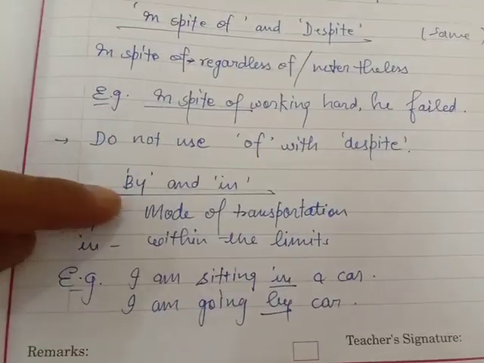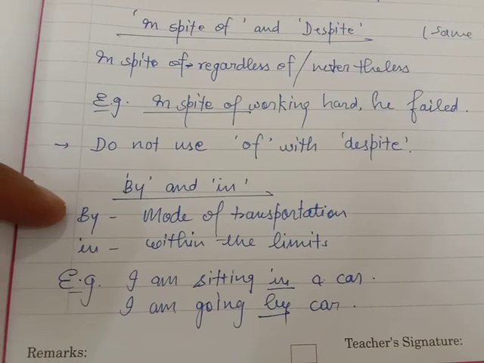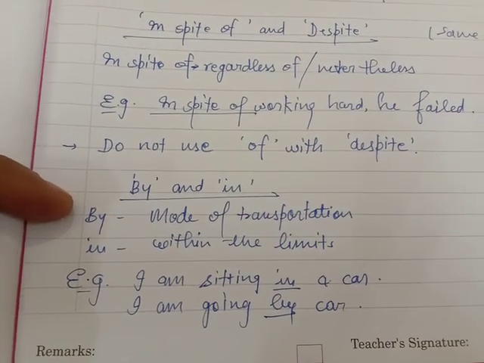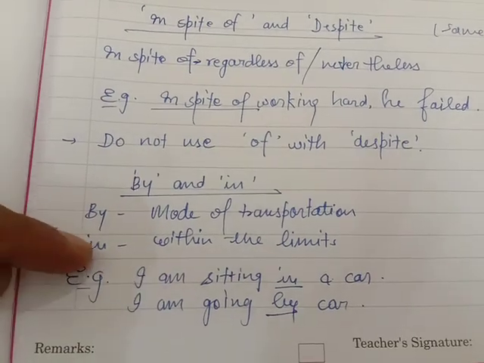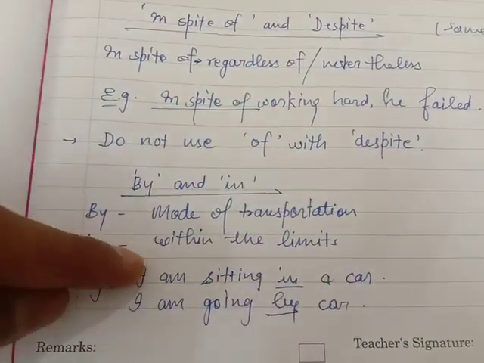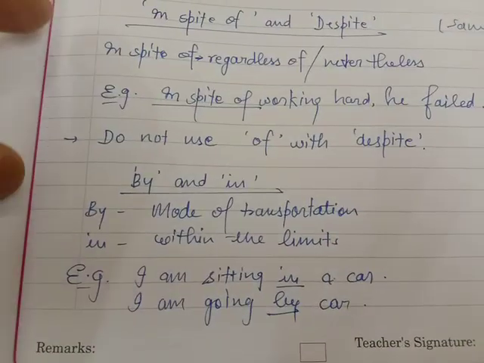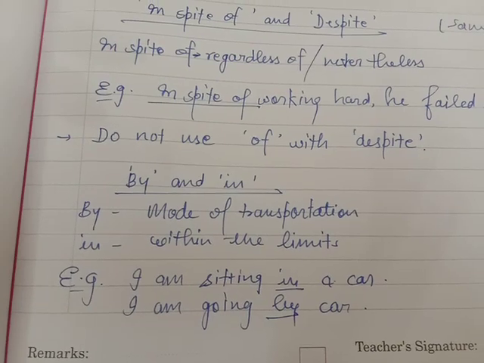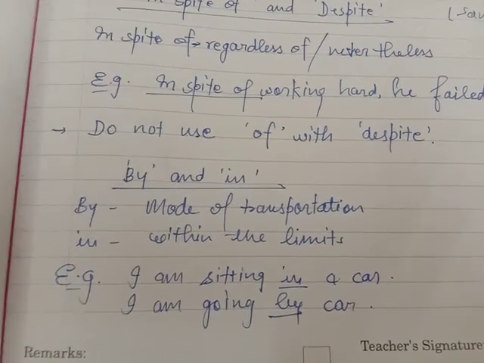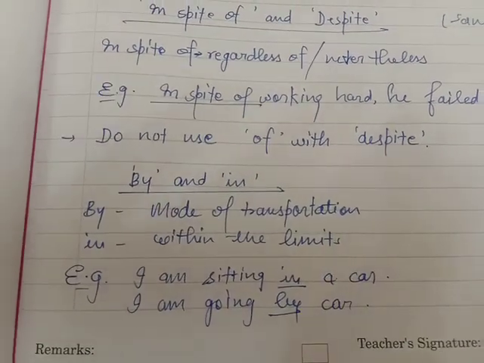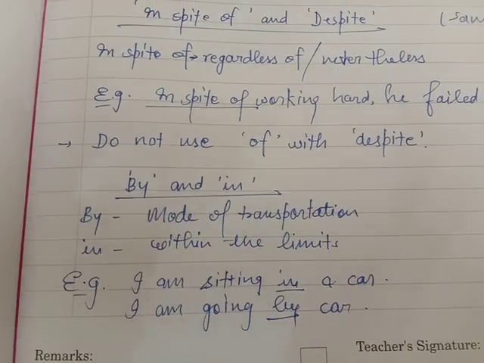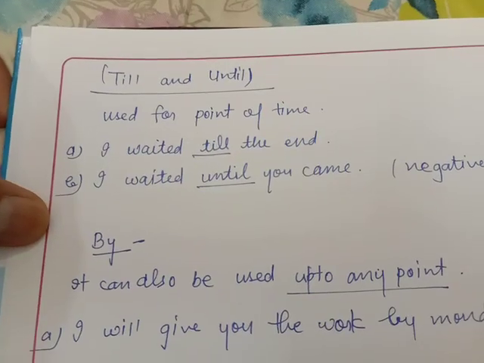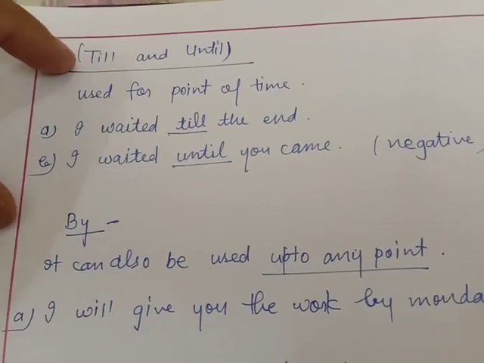The next is by and in. By is used before any mode of transportation, as in I am going by car, and in is used within limits, I am sitting in a car, in a bus. But somewhere you will also find on bus, which means it is supposed to be at height, so on bus we use. Now the next one is till and until.